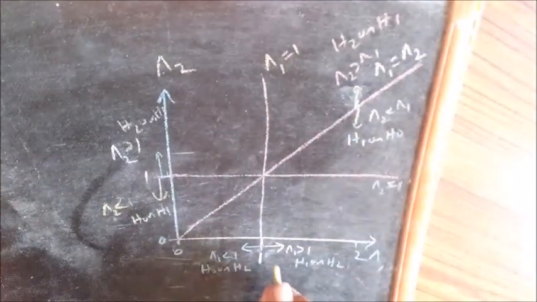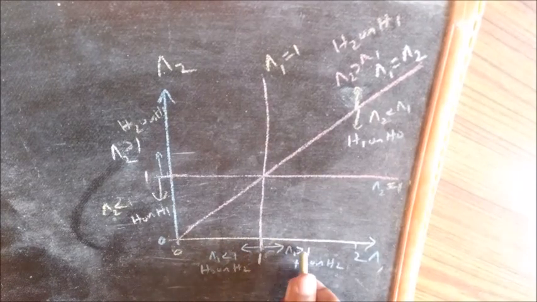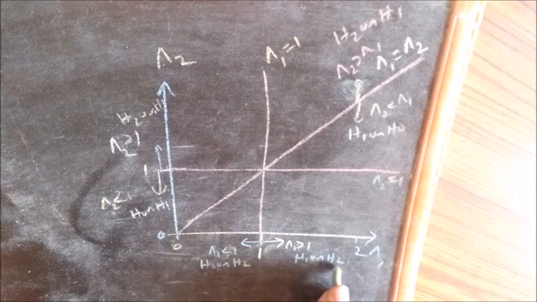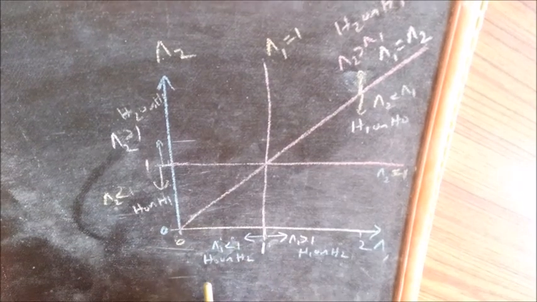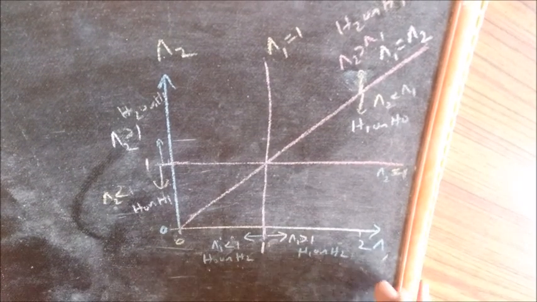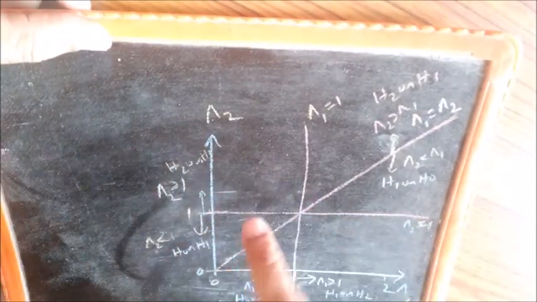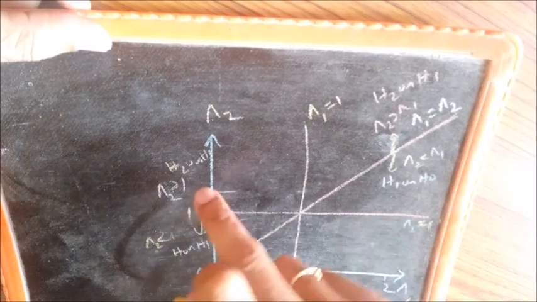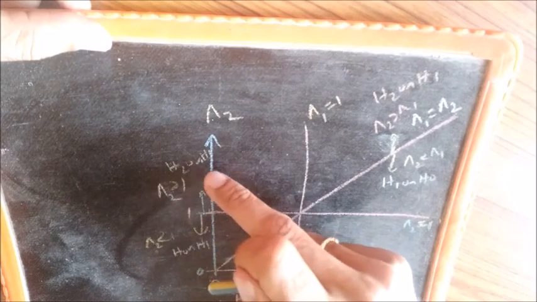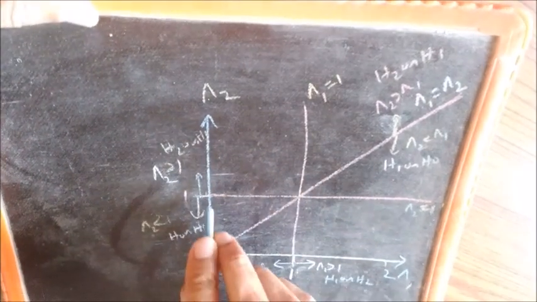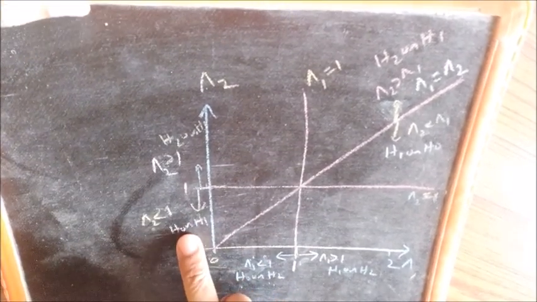Now on this side lambda 1 is greater than 1, and whenever lambda 1 is greater than 1 we say H1 or H2. On this side lambda 1 is less than 1, and whenever it is less than 1 we say H0 or H2. Similarly, on this side lambda 2 is more than 1 because this is the lambda 2 is equal to 1 line. Above this line lambda 2 is greater than 1 and we say H2 or H0. Below this line, lambda 2 is less than 1, and we say H0 or H1 is the true hypothesis.